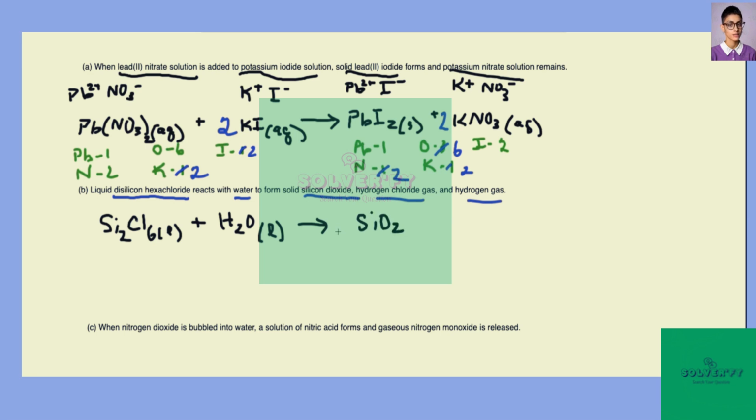because there are two oxygens, plus hydrogen chloride, HCl, gas, plus hydrogen gas. Hydrogen exists in the elemental form as a diatomic molecule, so it's H2. And then our next step is to balance the equation.